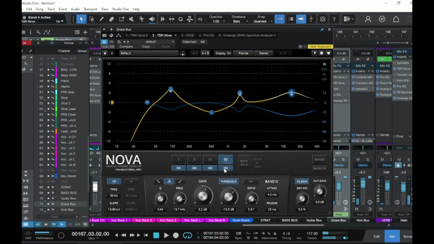Yeah. So super crucial. And the most important thing to remember is that neither of these are interfering with the vocal.